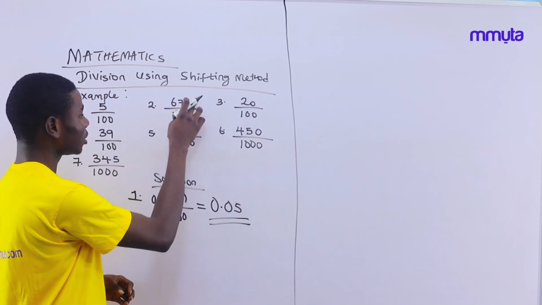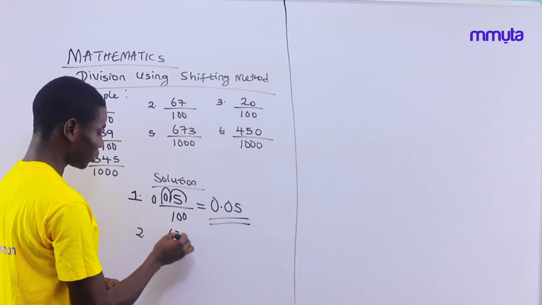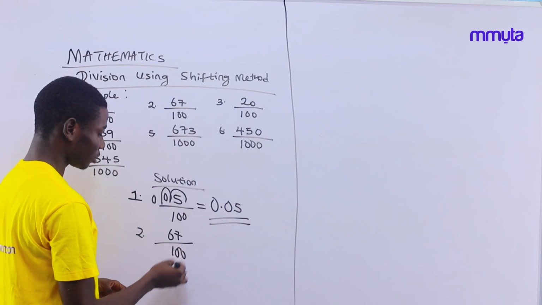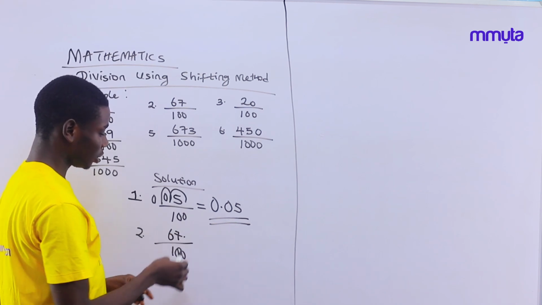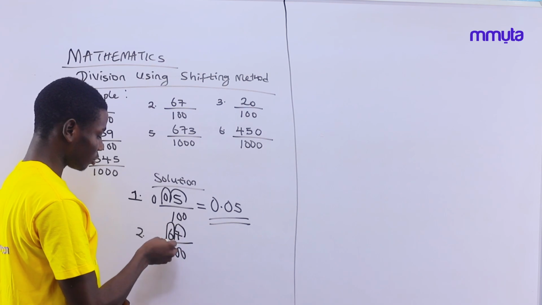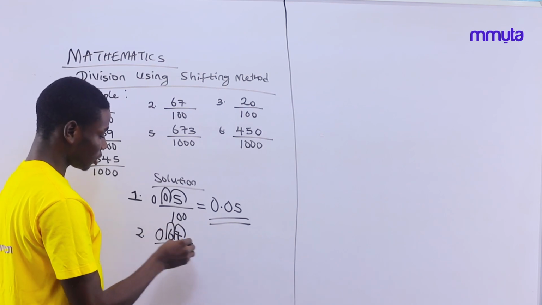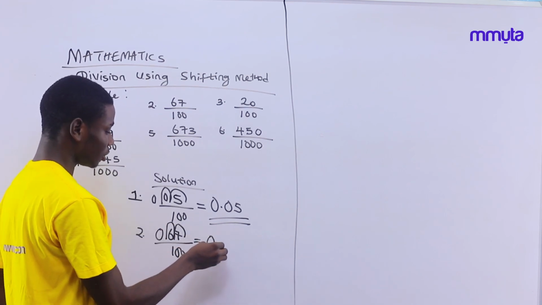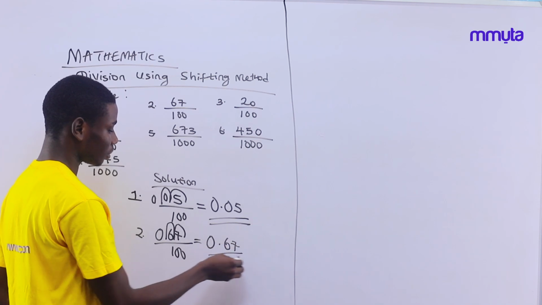Number 2, 67 divided by 100. We start from the back and shift 2 times. 1, 2, put point, add your 0. We have 0.67.